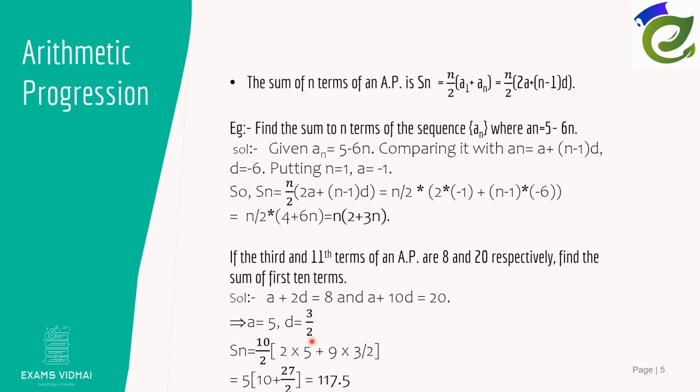For the sum of 10 terms, apply the formula Sn, putting n is equal to 10, a is equal to 5, and d is equal to 3 by 2. You will get it as 117.5.